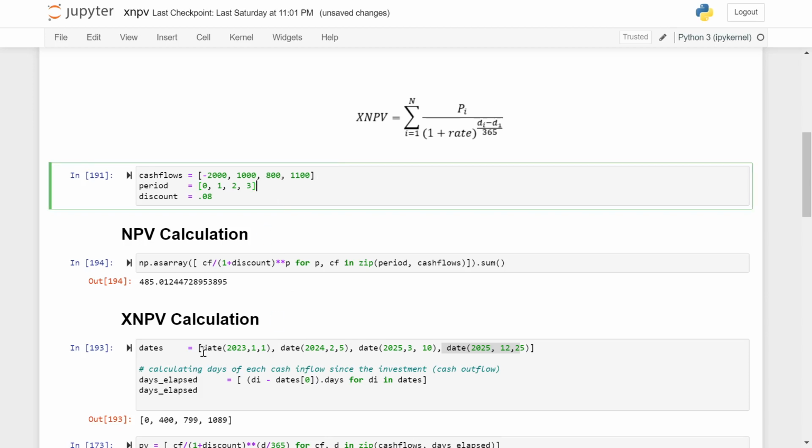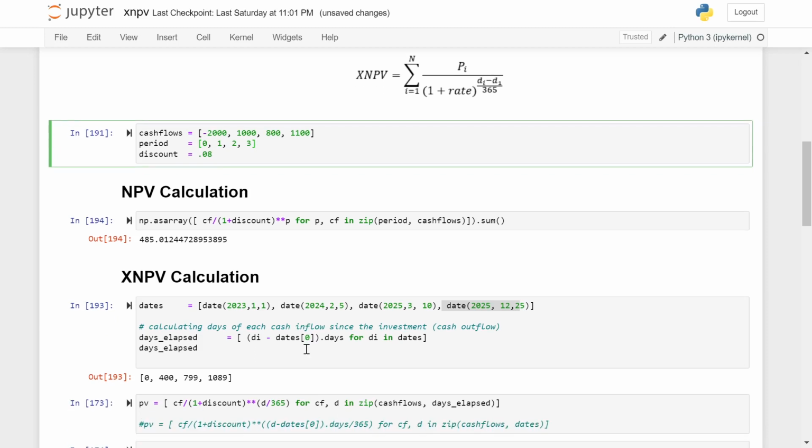Now, while calculating XNPV for the same cash flows, we will consider dates instead of periods. So we have these dates in place. And why do we have these dates? We have these dates to calculate the number of days elapsed since the beginning of investment so far as each and every cash flow is concerned.